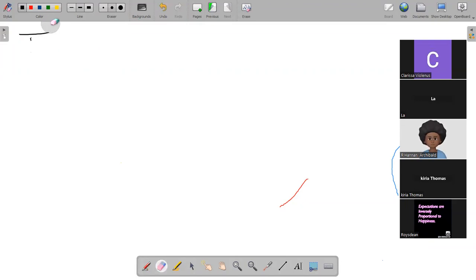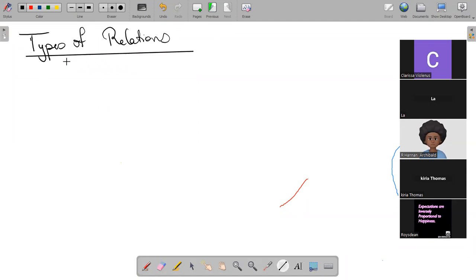Anybody know the different types of relations? Yes or no? Do you know the different types of relations? Okay, I seen yes, I seen no. Waiting for more persons to tell me. No. Okay. So let's go through the types of relations.